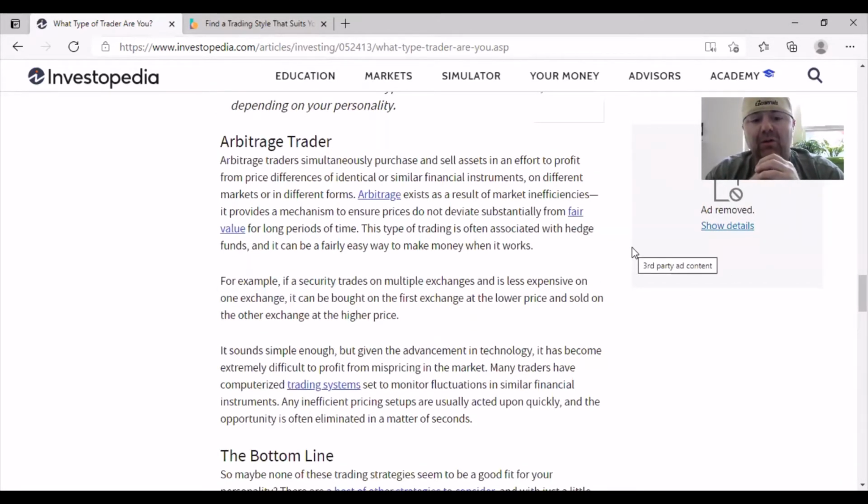All right, and finally, they talk about the arbitrage trader, right? They simultaneously purchase and sell assets in an effort to profit from price differences of identical or similar financial instruments on different markets or in different forms. So when I think of this, I always think of big conglomerates. So these are really your institutional guys, right? These are guys that are saying, all right, I'm gonna buy this in the New York Stock Exchange, I'm gonna buy this in the NASDAQ, and I'm gonna buy this in some other industry because they're all similar, they all roll off each other, and they're all gonna help the other one go up.